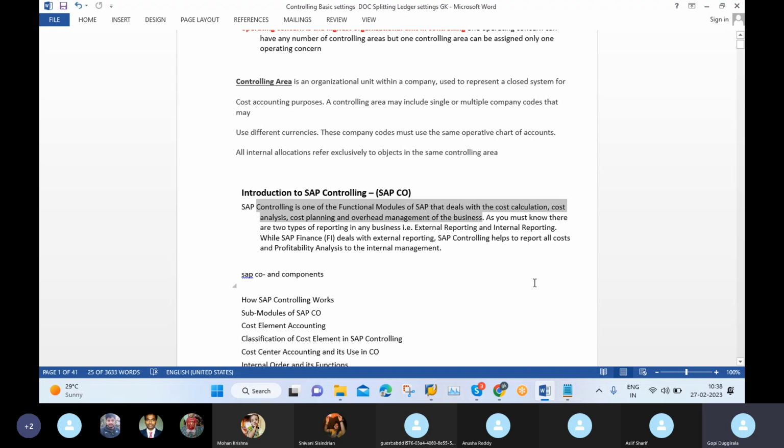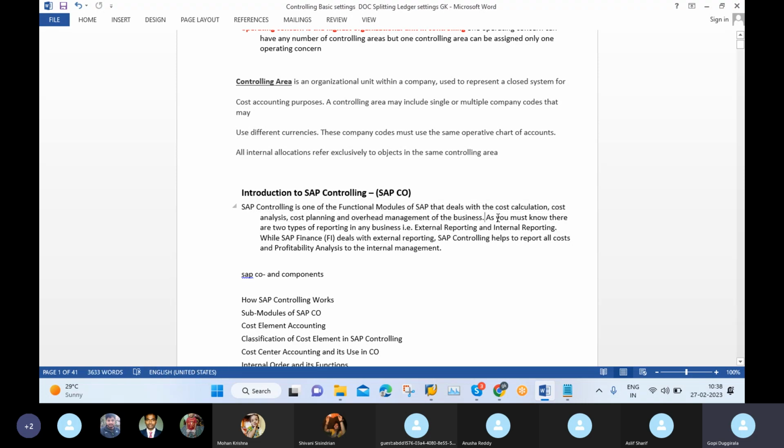And the next one is cost analysis. How will we analyze the cost? You can go with product costing. And cost planning and overhead management also come into product costing.